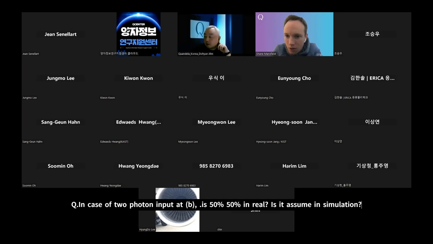Yes. Okay. So here, in the case of two photons input at B, the output is 50-50. Is this what happens in reality in the lab, or is it assumed in simulation? So actually it's what happens in the ideal case, if you follow the mathematics.